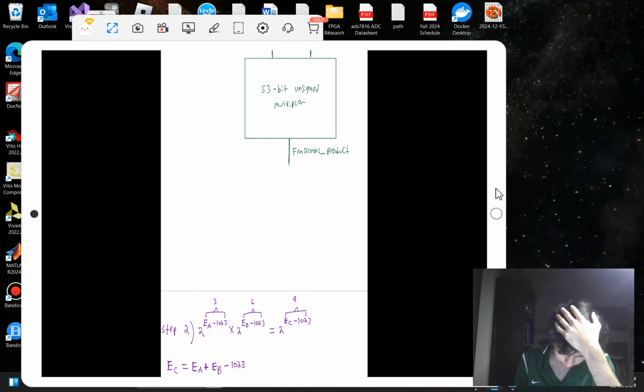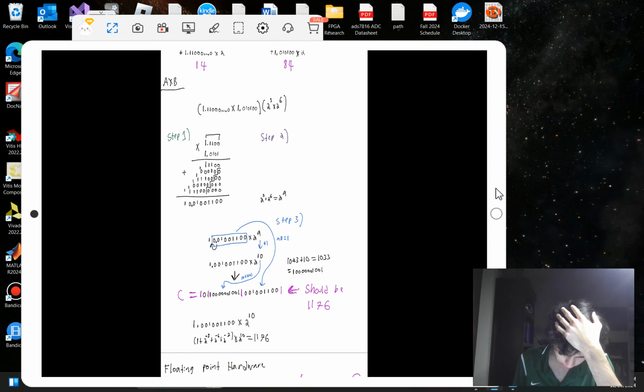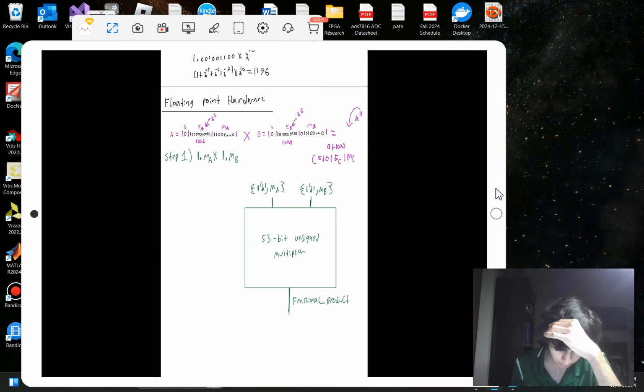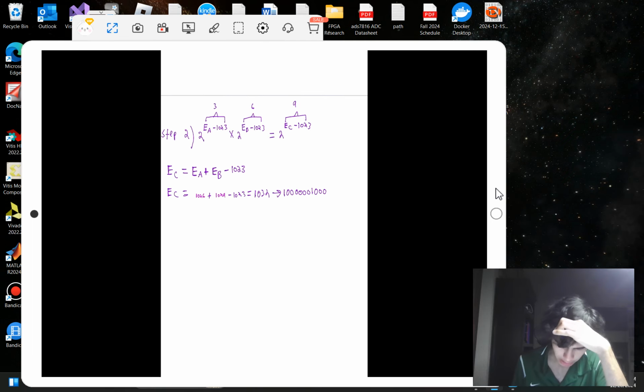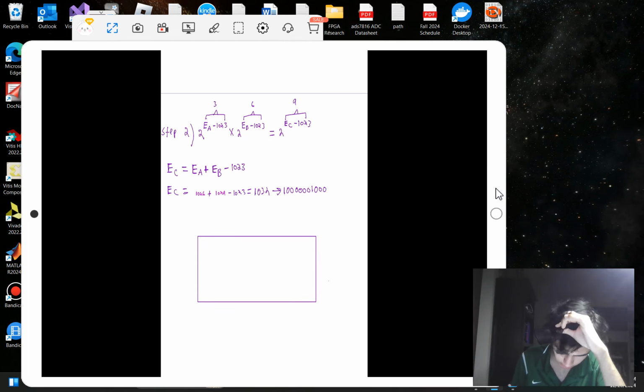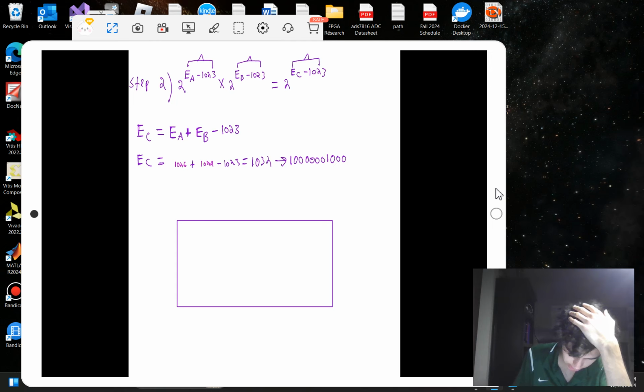So this right here is going to be what's stored to represent 9. And the way that's going to be done, we're going to need a combinational block. Yes, the hardware that we're going to need to make is a combinational block that does this.